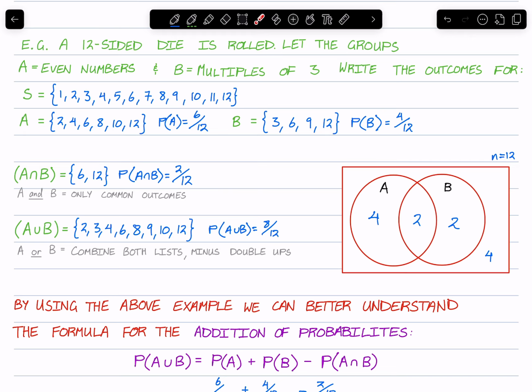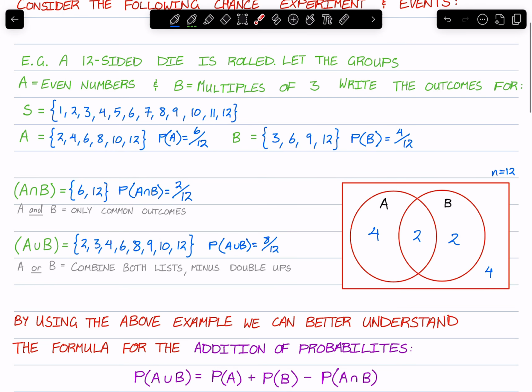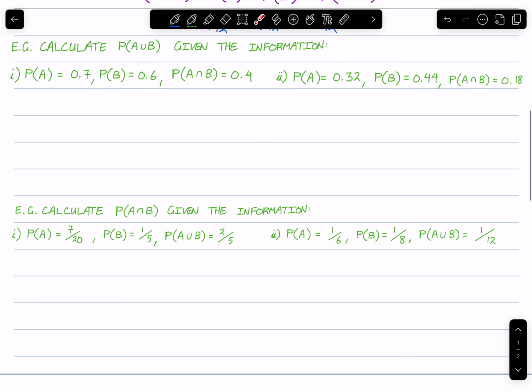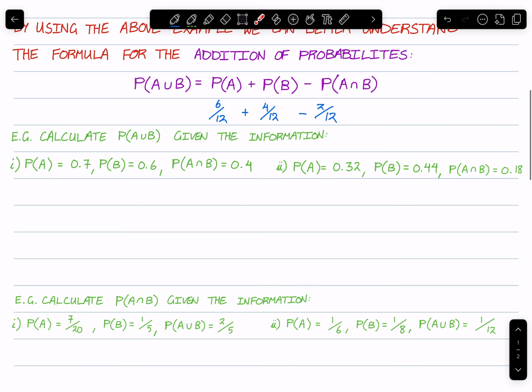We'll move forward and show you some examples of where we might use this in non-discrete examples, meaning where, unlike this one with groups A and B, we can't necessarily find the exact numbers.